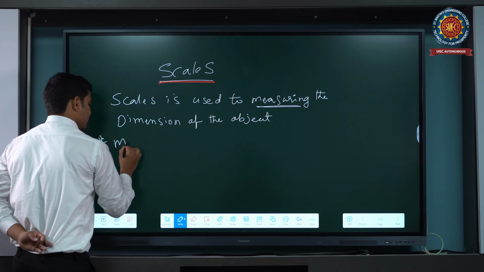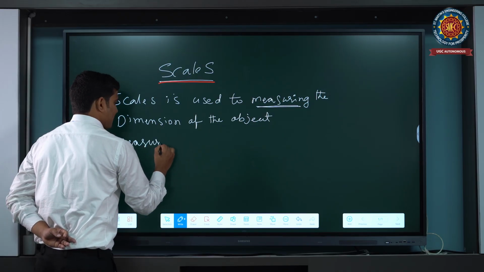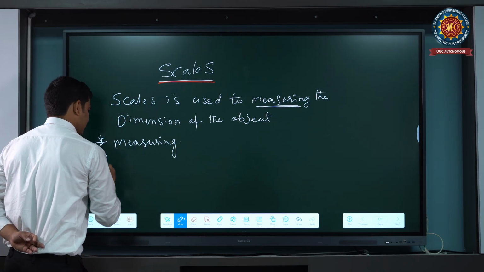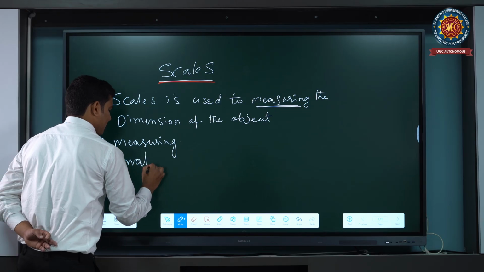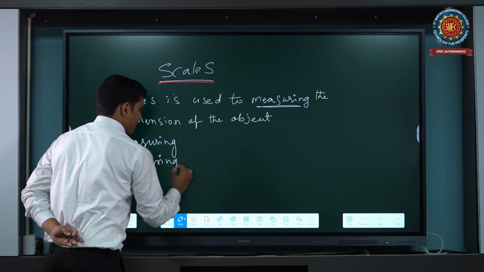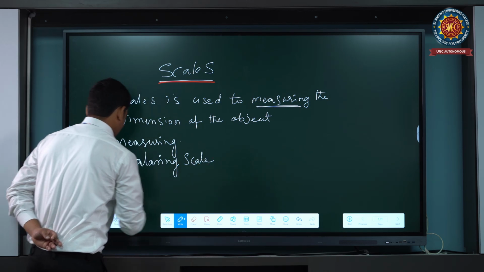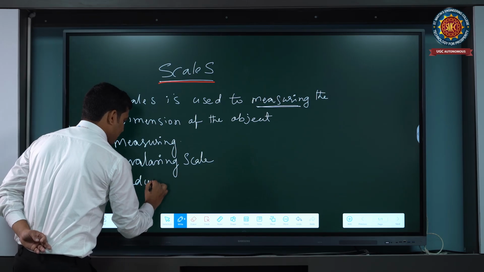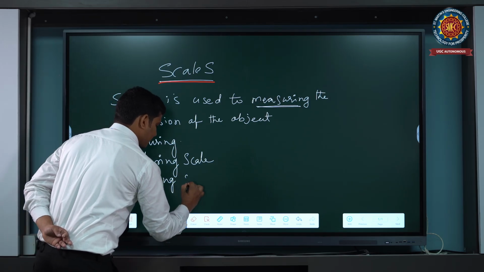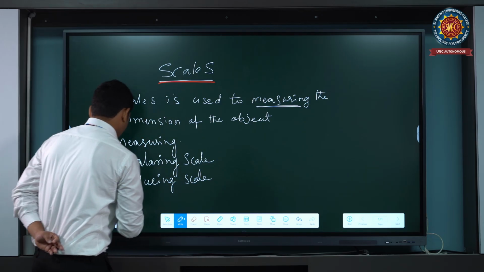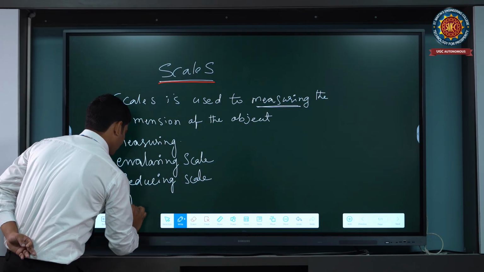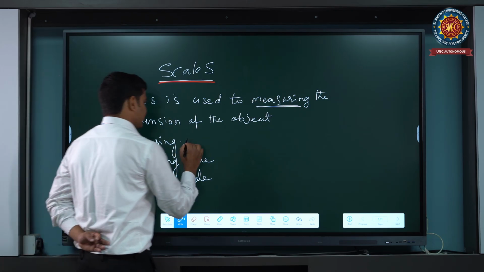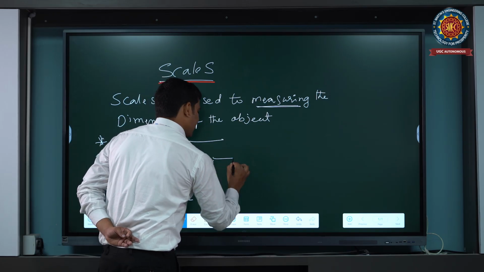There are three types of scales. The first one is the enlarging scale, the second one is the reducing scale, and the third one is the full scale.